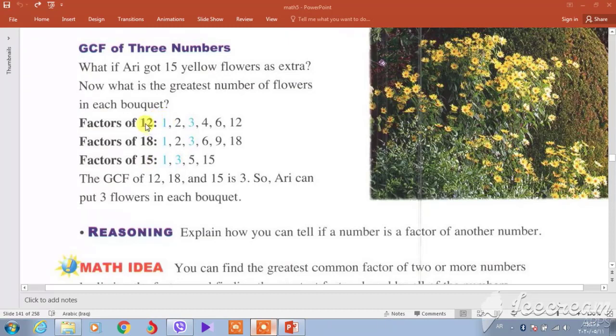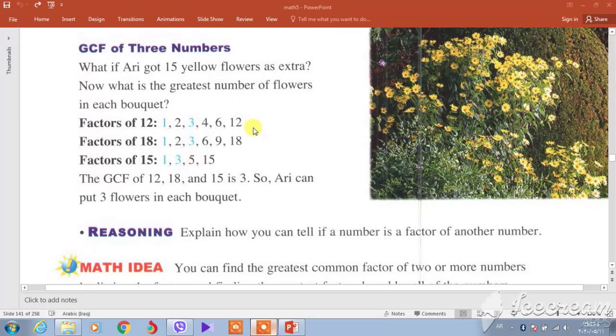Now for 12, the factors: we have 1 times 12 equal to 12, 2 times 6 equal to 12, 3 times 4 equal to 12. So 1, 2, 3, 4, 6 and 12 are factors of 12. Factors of 18: 1 times 18, 2 times 9, 3 times 6, both equal to 18. And for 15 we have 1 times 15 equal to 15, 3 times 5. We don't have any other number, so we stop.